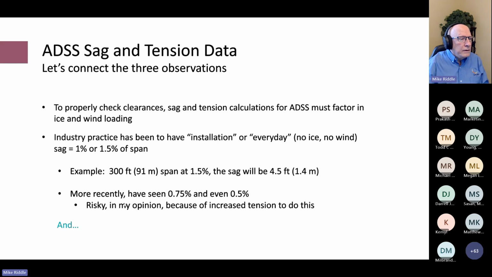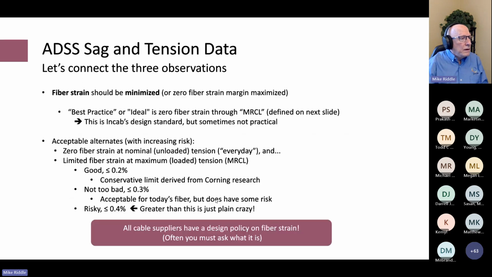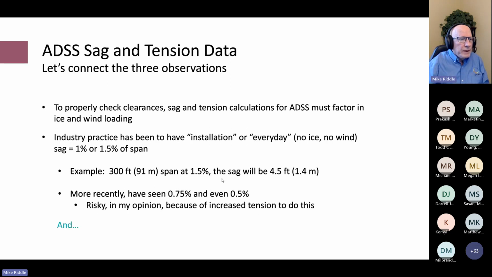Now, in recent years, I have seen some customers and some competitors use 0.75 and even 0.5. I consider that risky because that increased tension can do, sorry, I hit the wrong button. Risky in my opinion because the increased tension can lead to jacket tears or cause aeolian vibration problems. I just don't think it's a good idea.